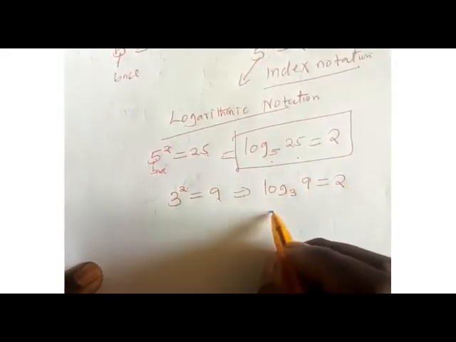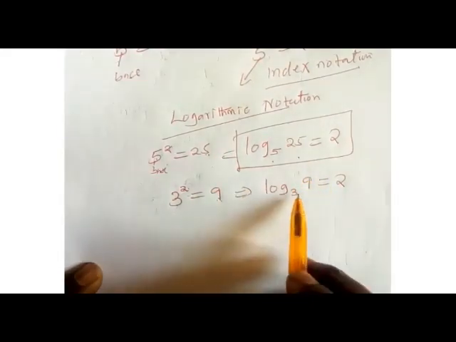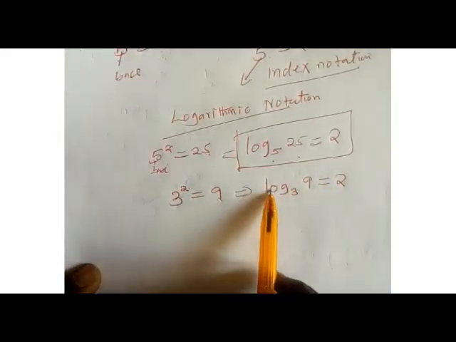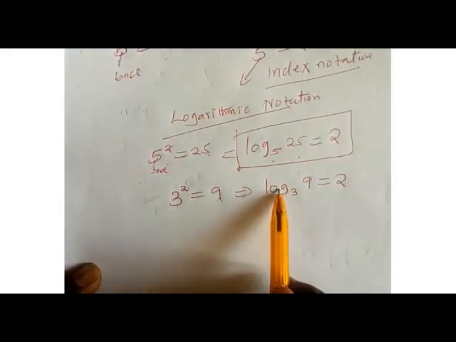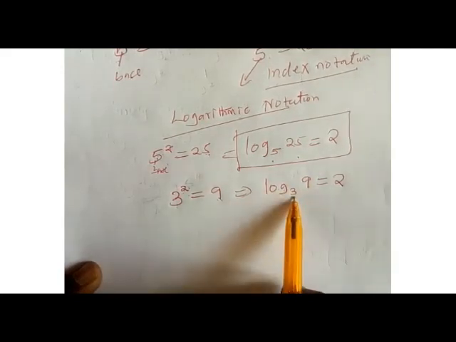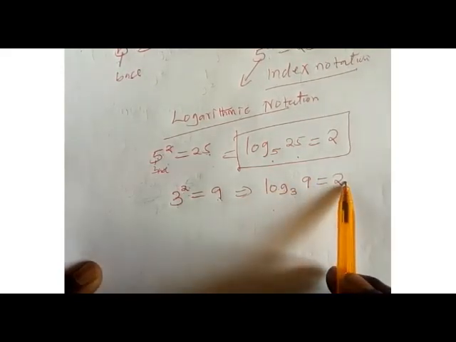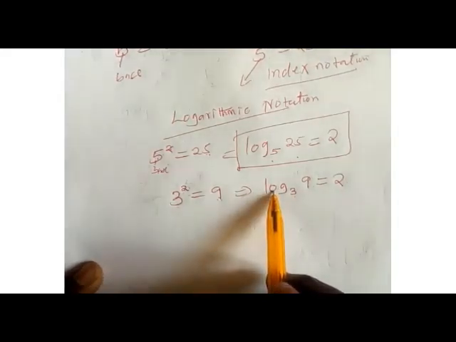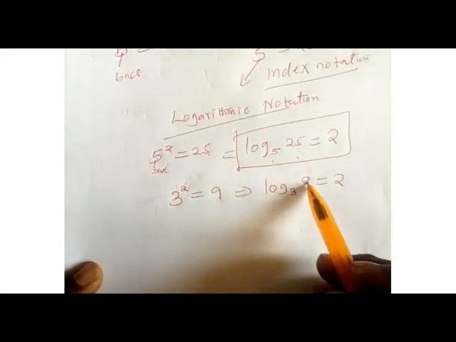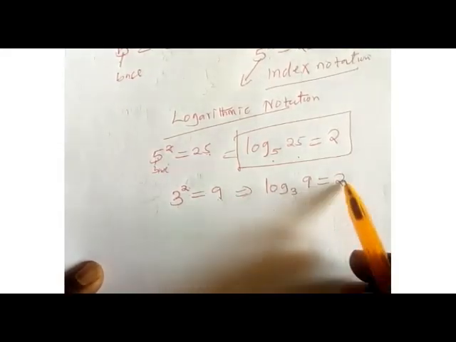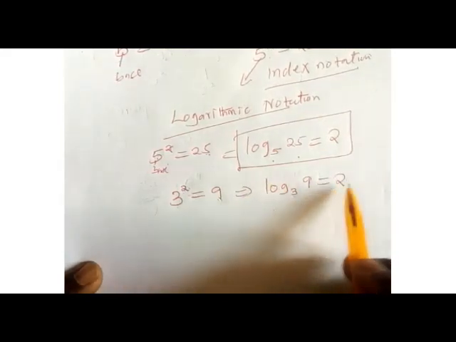Now this one, how do we read this number? We read this number as the logarithm of 9 to base 3 equal to 2. Once again, the logarithm of 9 to base 3 is 2. That's how we read this number.